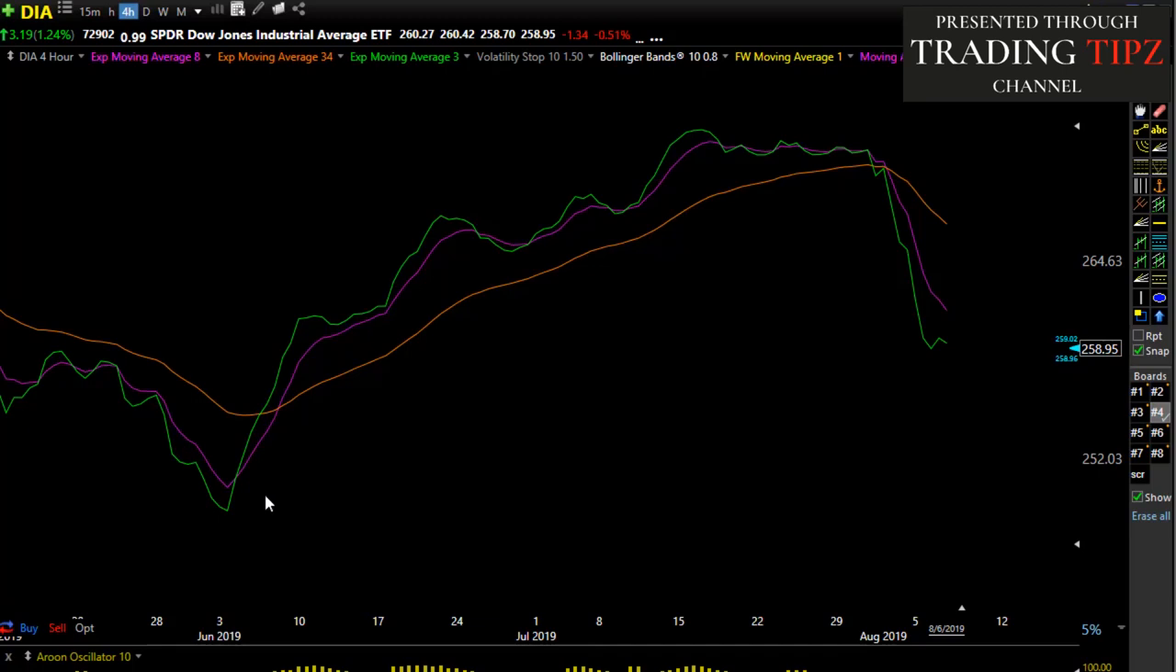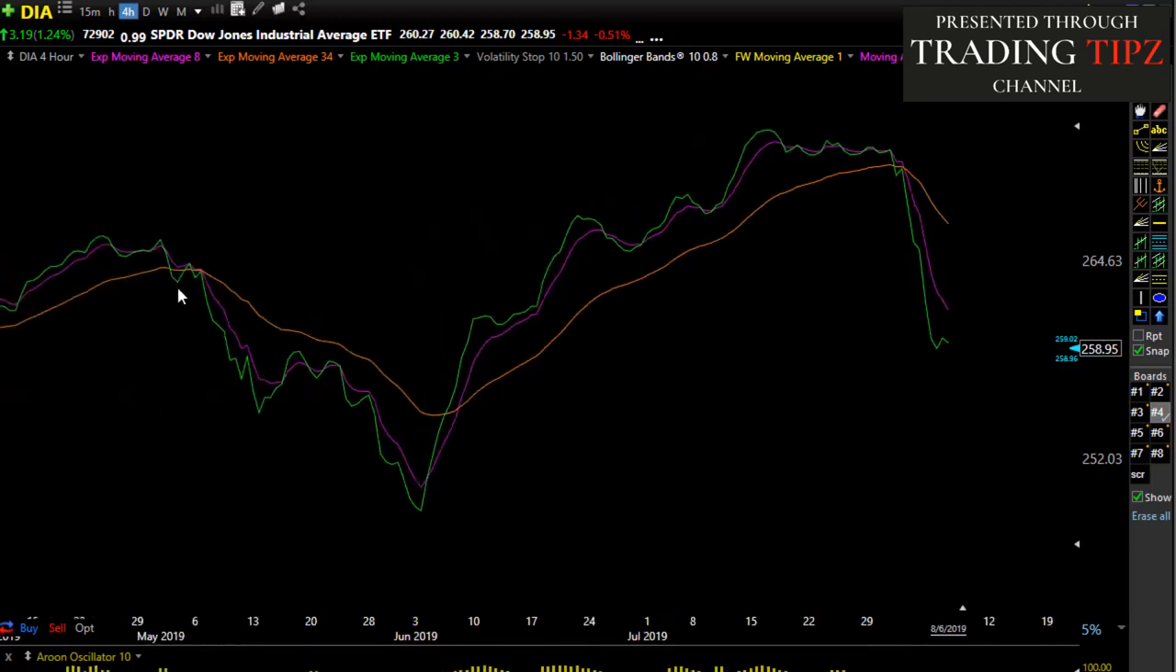Okay, the 4-hour chart, the same patterns occur. Look at the failures here when we cross below, rally back, and fail. We cross up. We get all kinds of hopefulness going on in here. Oh my gosh, this is over. Only to find out that we continue this process on down.